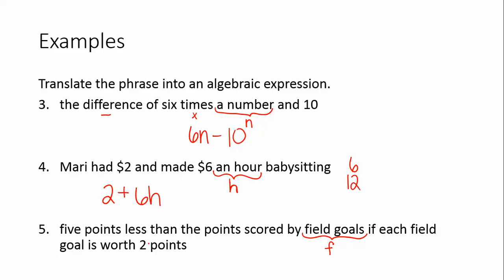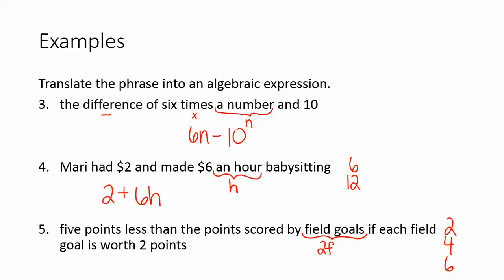If each field goal is worth 2 points, how many points do they score if they make 1 field goal? They would score 2 points. If they make 2 field goals, they score 4 points. If it's 3 field goals, they score 6 points. And this is just me doing some side work here. What are we multiplying 2 by to get our total points? We are multiplying it by the number of field goals. If it's 1 field goal, 2 times 1 is 2. If it's 2 field goals, 2 times 2 is 4. If it's 3 field goals, 2 times 3 is 6.